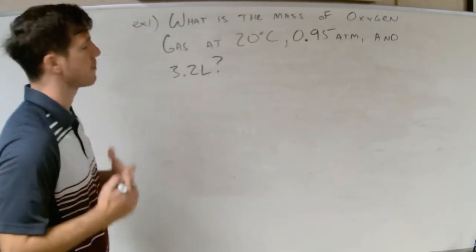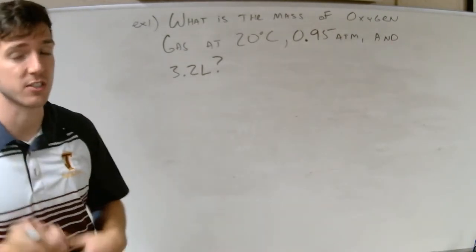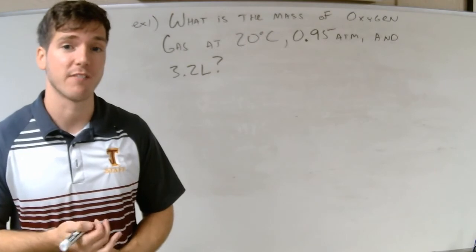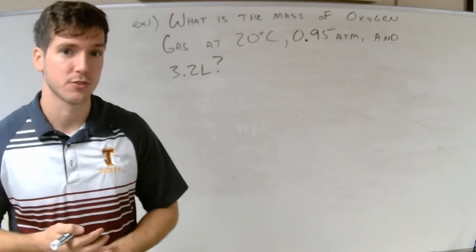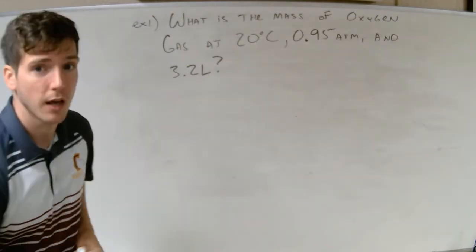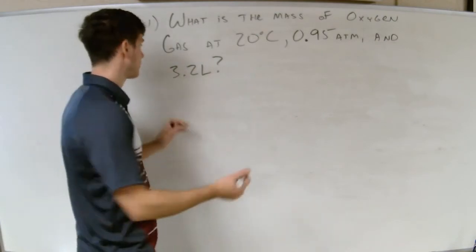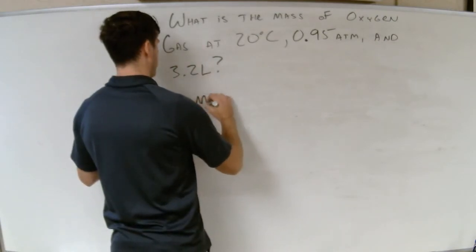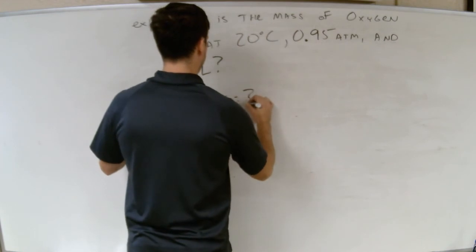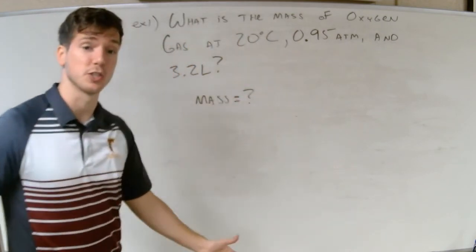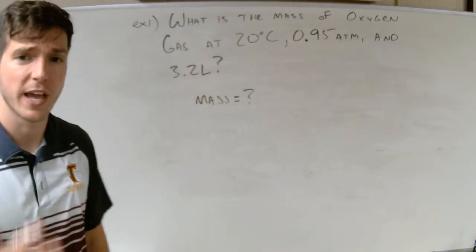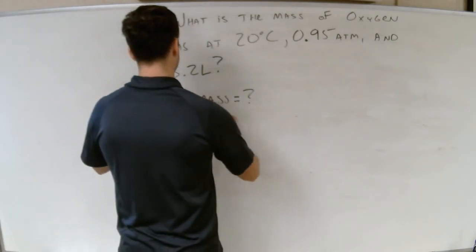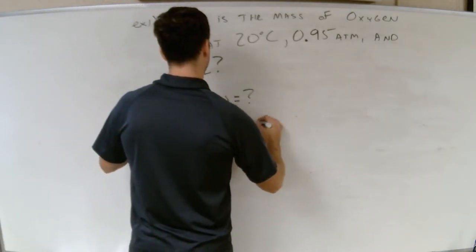We have, what is the mass of oxygen gas at 20 degrees Celsius, 0.95 atm, and 3.2 liters? Okay, let's figure out what we have. We want mass, right? So let's just put mass as mass, because we don't know that. We do know that mass is measured in grams, okay? We have a temperature, which is at 20 degrees Celsius.